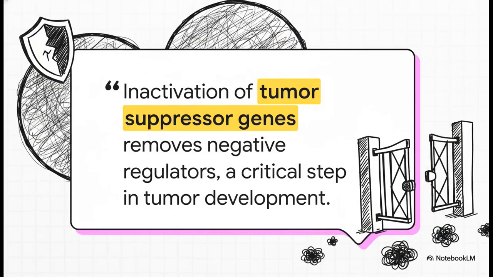To conclude, the inactivation of tumor suppressor genes is a requisite step in tumorigenesis. Understanding these molecular mechanisms, from genetic and epigenetic inactivation to the functional roles of key proteins like RB and P53, is essential for a comprehensive knowledge of the molecular basis of cancer.